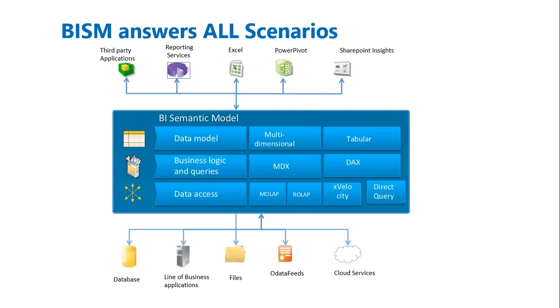So now you can access data from different line of business applications, files, OData feed, and cloud service. You can build either the traditional MOLAP method where it is very powerful, or you can decide to do completely everything in memory. People like Indigo have a classic case study where they do everything in memory, and you can access using reporting services, Excel, Power Pivot, SharePoint Insights, and other third-party tools.